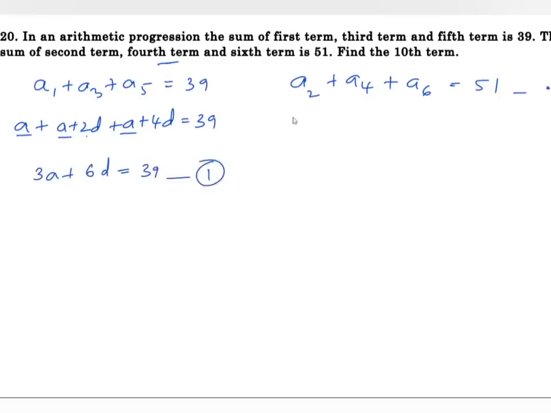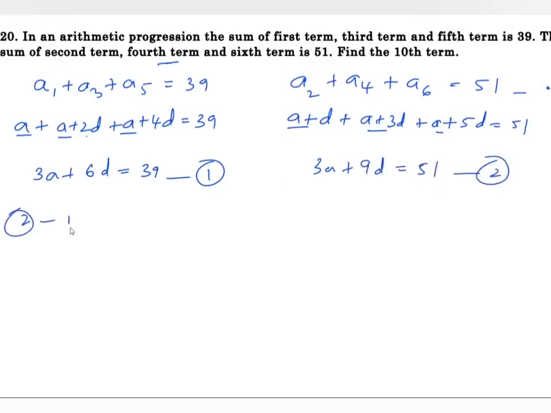Take this as equation 1. Now what is a2? a plus d. What is a4? a plus 3d. What is a6? a plus 5d equals 51. Now a plus a plus a is 3a, plus d plus 3d is 4d, 4d plus 5d is 9d, equals 51.